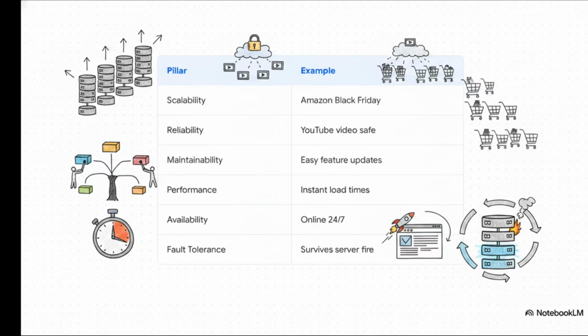Performance is crucial too. We expect instant load times because, let's face it, buffering is the absolute enemy. Availability means staying online 24/7. And finally, fault tolerance. If a single server catches fire, the system seamlessly shifts the load so the end user never even notices a hiccup.